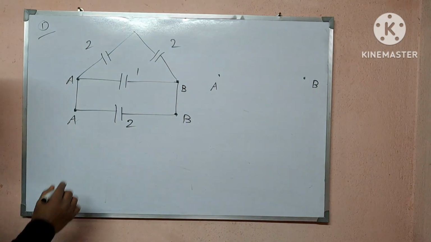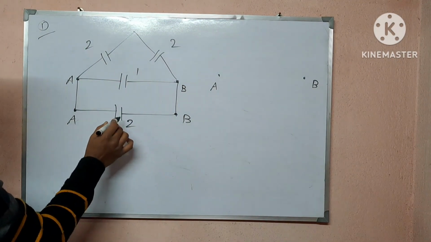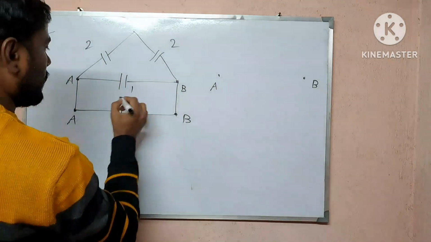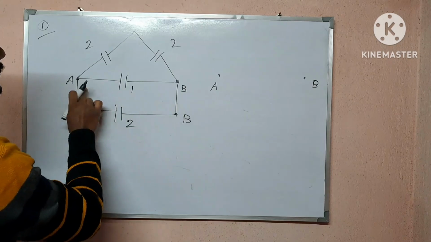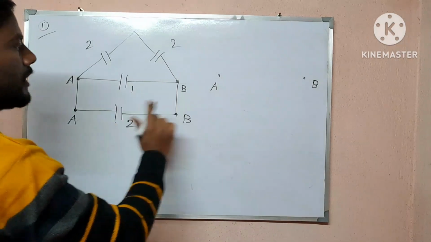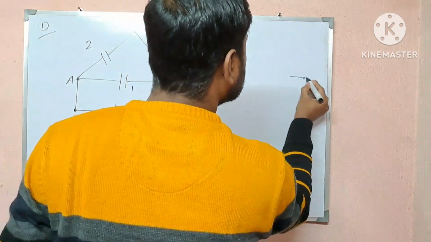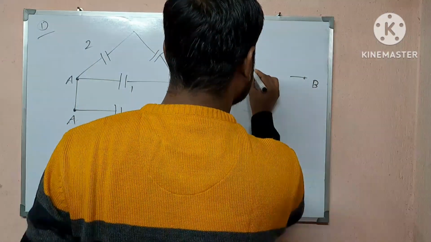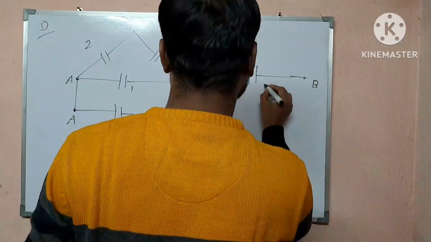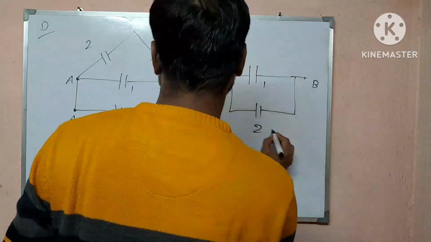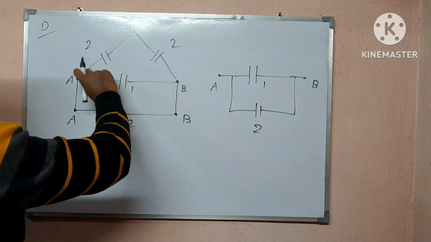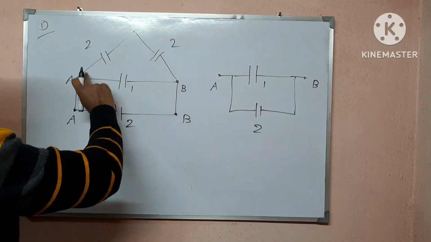So what is the circuit here? A 2 microfarad capacitor and this 1 microfarad capacitor. The 2 microfarad capacitor is connected between A and B. Similarly, the 1 microfarad capacitor is connected between A and B. So how will we write here? Just add them very easily. This one is, suppose, 1, this one is, suppose, 2, and these 2 and 2 are connected. This is very simple. They are connected in series.